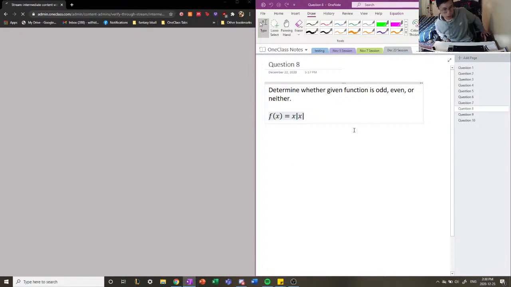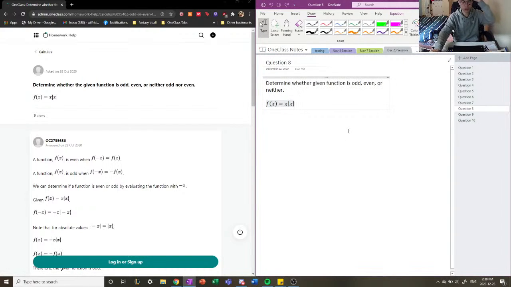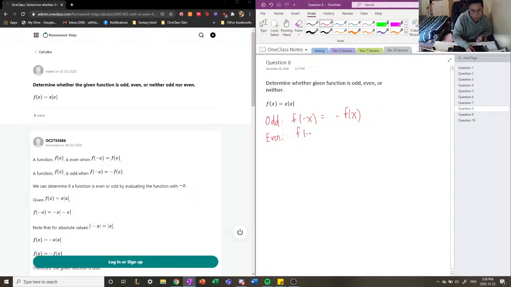All right. So question number 8. The next question asks us to determine whether the given function f of x equals x times the absolute value of x is odd, even, or neither. So what does it mean by a function being odd? If we have an odd function, that means that f of negative x is equal to negative f of x. If we were to have an even function, we would have f of negative x equals f of x. And the function is neither odd nor even if neither of these rules holds. So we're going to calculate whether or not this function is odd or even.